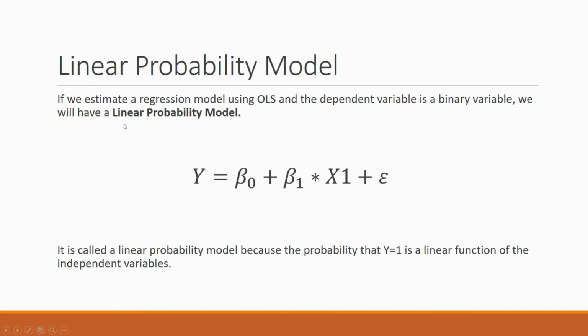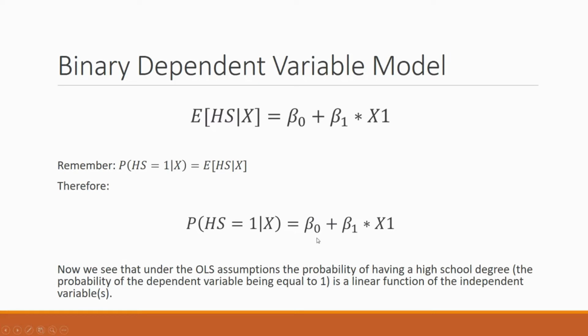So let's go through that name, linear probability model. It's linear, meaning a linear function of the independent variables. Why are we calling it a probability model? We're calling it a probability model because we're saying that this linear function determines the probability that the dependent variable will equal 1.